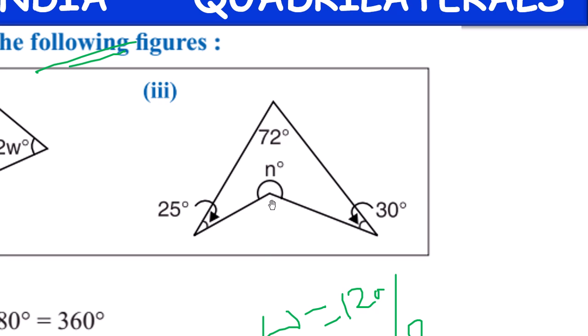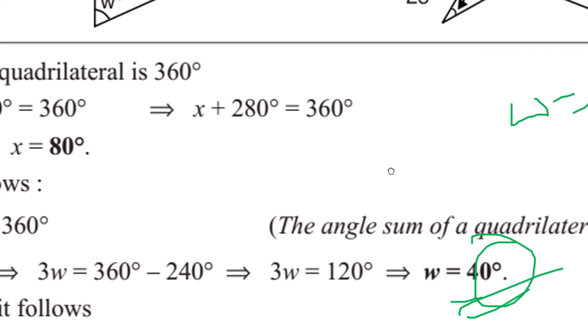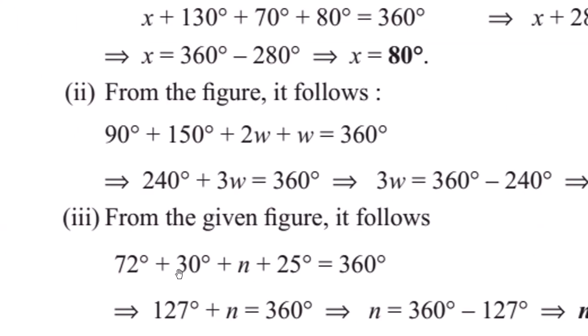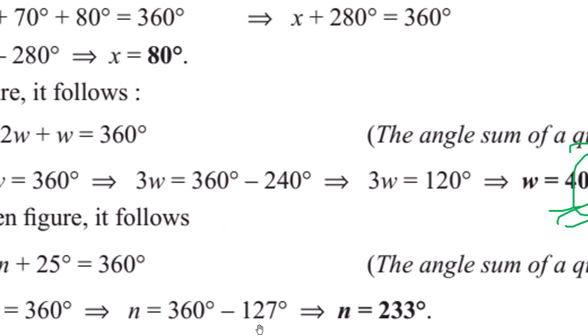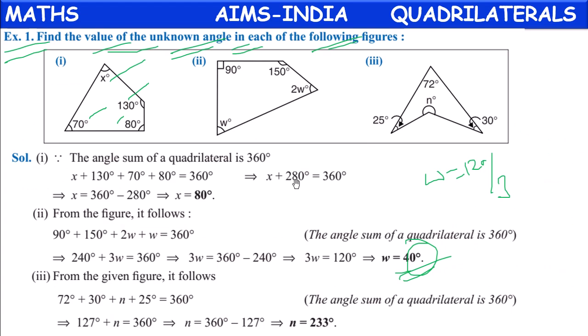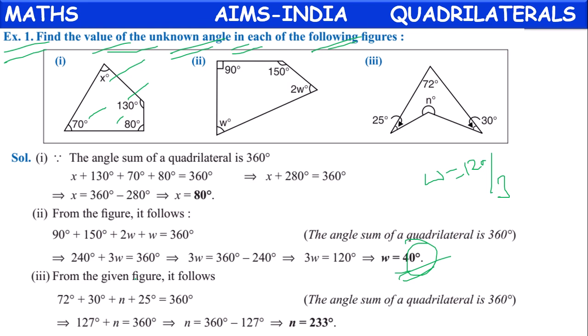So this one: 72, 25, N, 30. These also are 1, 2, 3, 4, formed by four sides. It's also a quadrilateral. So 72, 30, N, 25 sum to 360. 72 plus 30 is 102, plus 25 is 127. 127 plus N equals 360. N equals 360 minus 127, which is 233. In this way, we can find the missing angles of a quadrilateral.